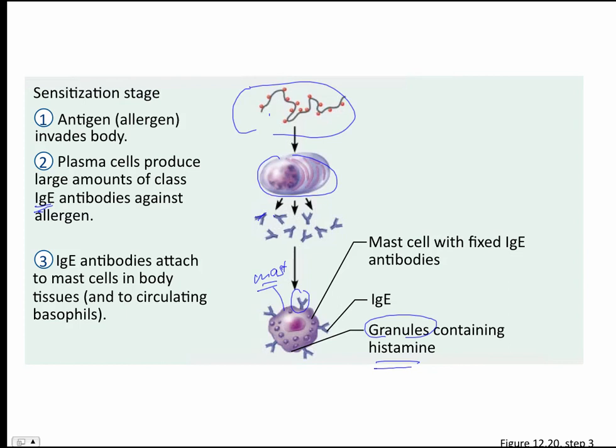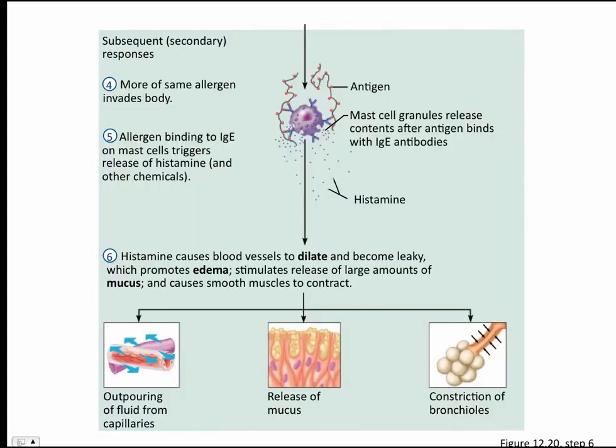You're just prepping these granules to release the histamine the second time you come into contact with the exact same type of antigen. Now, the second time you come into contact with the antigen, what happens? Now all of this IgE that's bound to these mast cells is going to bind to these antigens, and it's going to trigger the release of all this histamine from your mast cells. And what does histamine do downstream?